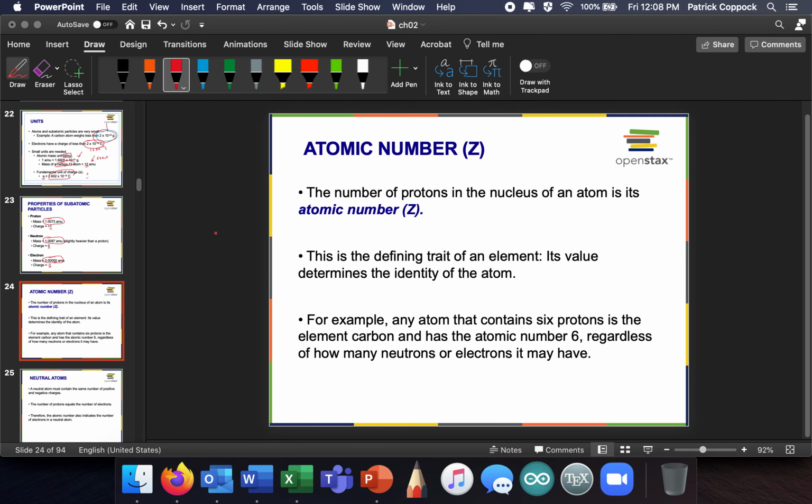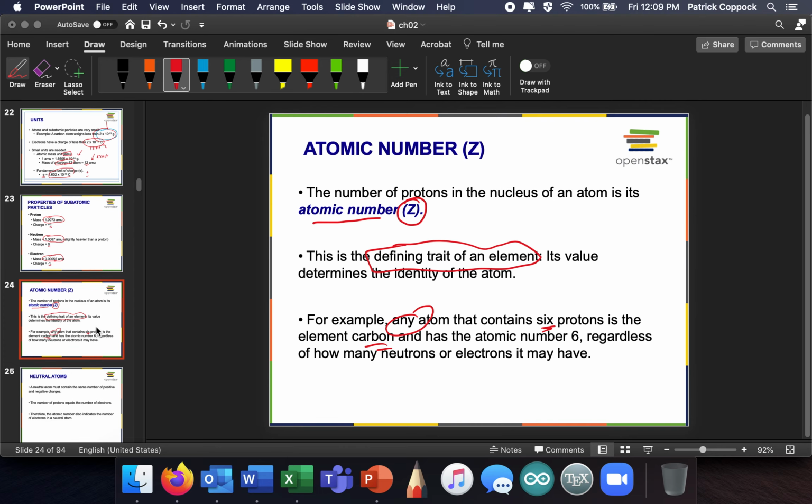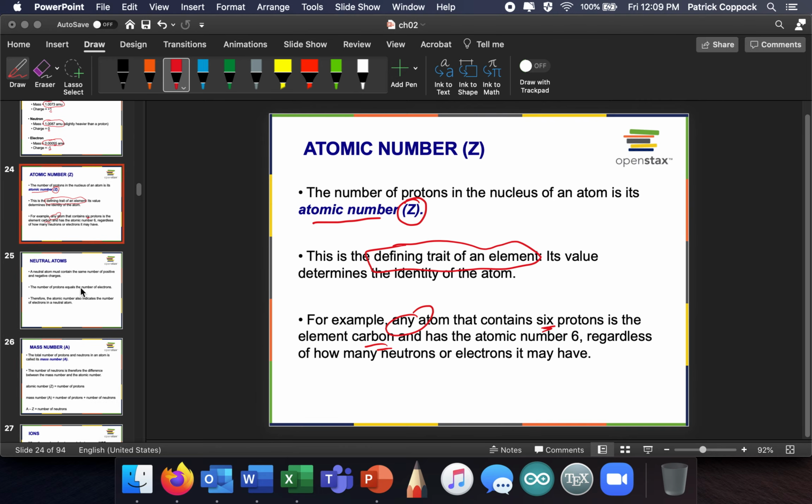All right. Now, the number of protons in the nucleus is its atomic number, and we're going to use the symbol Z for that. This is the defining trait of an element. If we change Z, we change the element, period. That's the definition, okay? For example, any atom that contains 6 protons is a carbon atom, okay? So if we take a nitrogen atom, which has 5 protons, and we give it a proton, it becomes a carbon atom. All right, so that's a nuclear reaction.